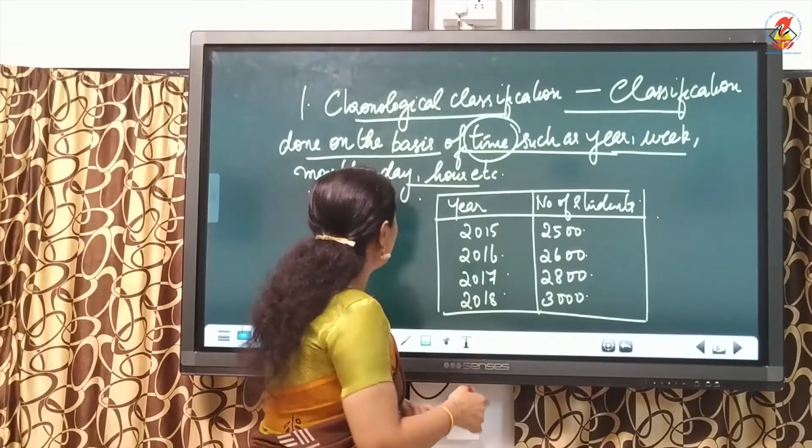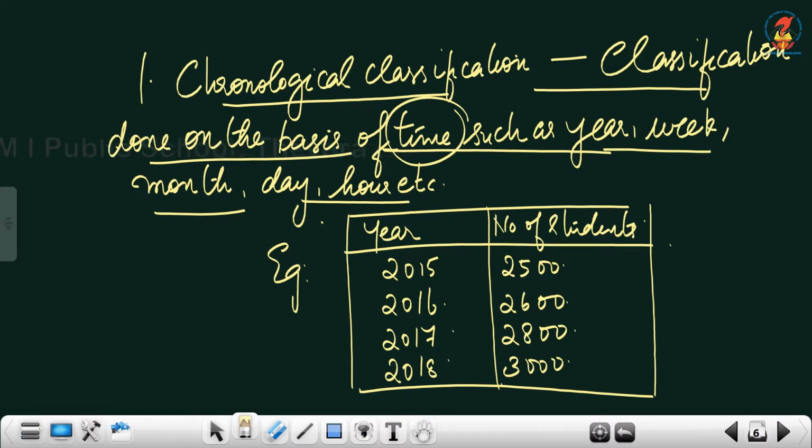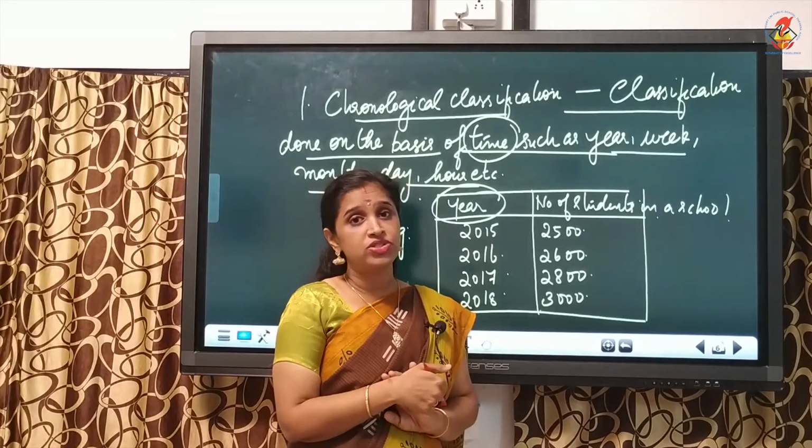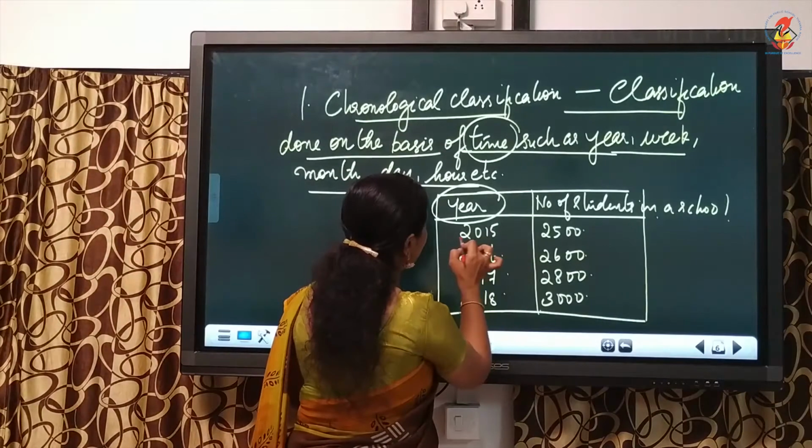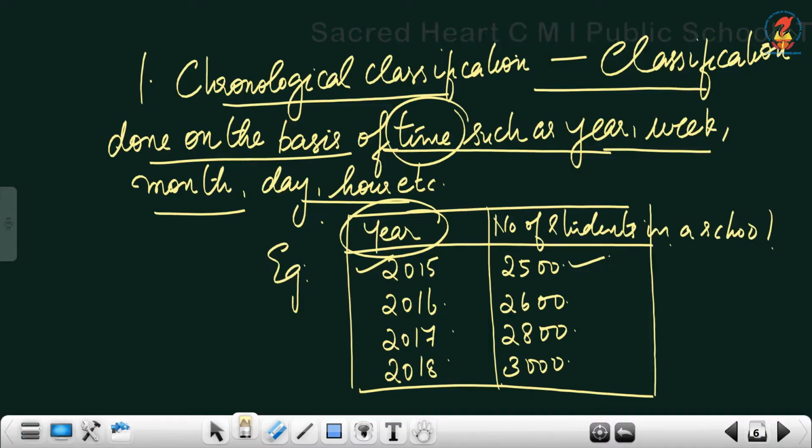Now an example I have given here is year and number of students in a school. Okay, it can be in a school. So here year is the time. Here we have arranged or classified or organized the data on the basis of time. Here the time taken is year. Now in 2015 the number of students in that school is 2500. In 2016 it has increased to 2600. In 2017 the number of students has increased to 2800. In 2018 the number of students has increased to 3000.